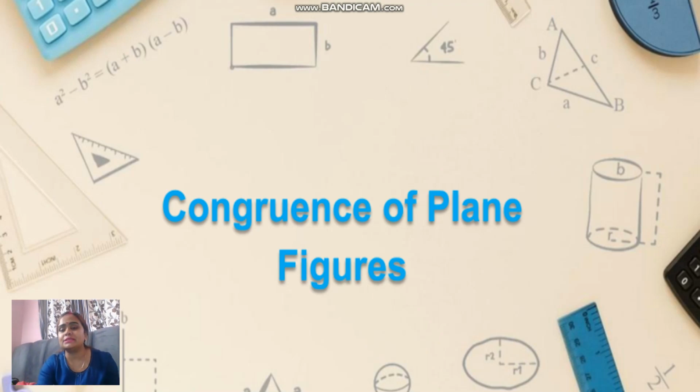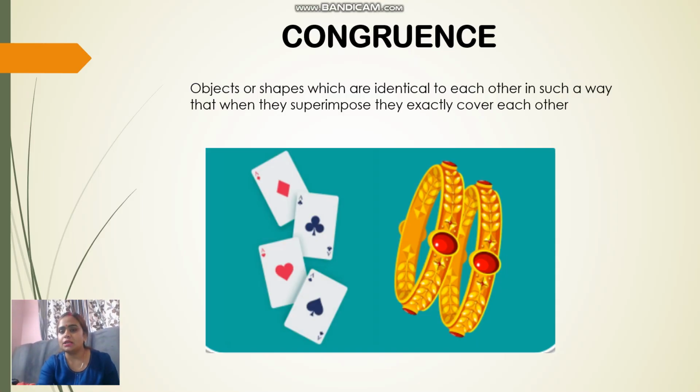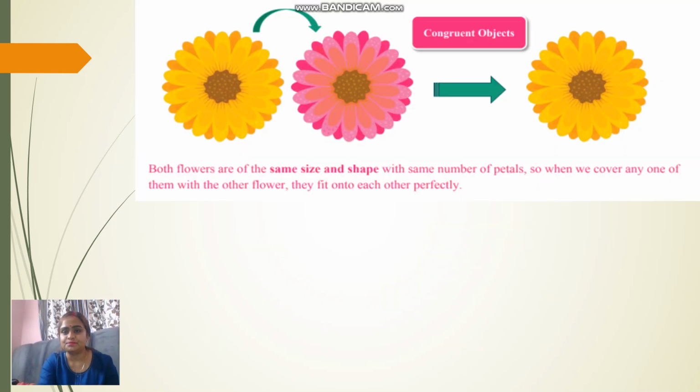So, congruency of plane figures. Look at these two objects. Look at the bangles. Do they have the same size and the same shape? Yes. Similarly, you can see the playing cards. They are exactly the same. So objects or shapes which are identical to each other in such a way that when they superimpose, they exactly cover each other, are called congruent figures.